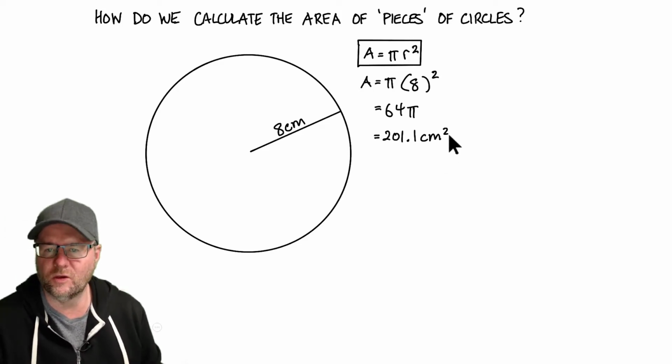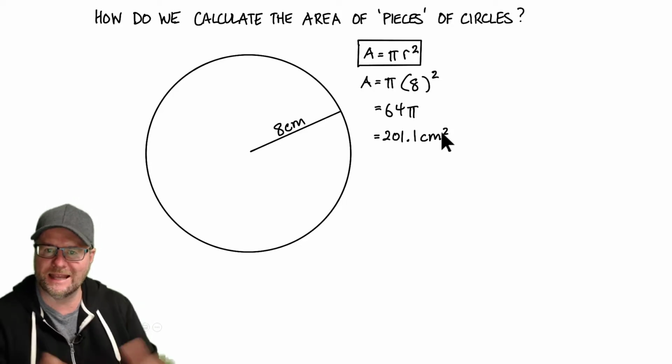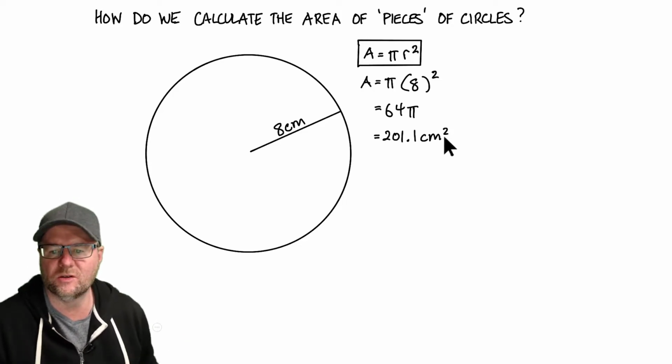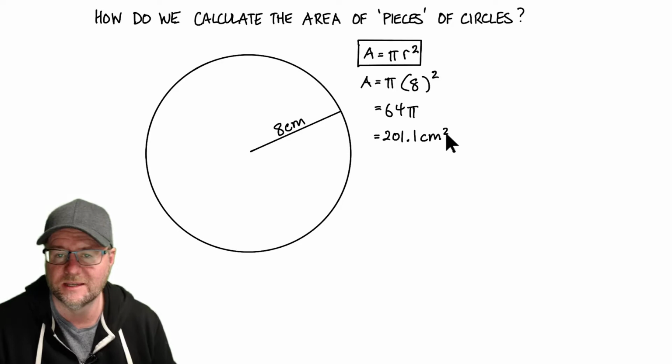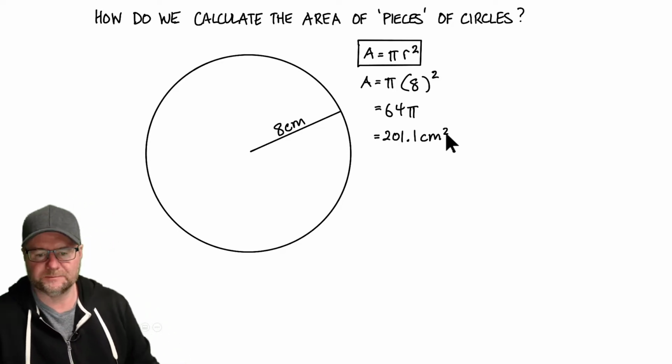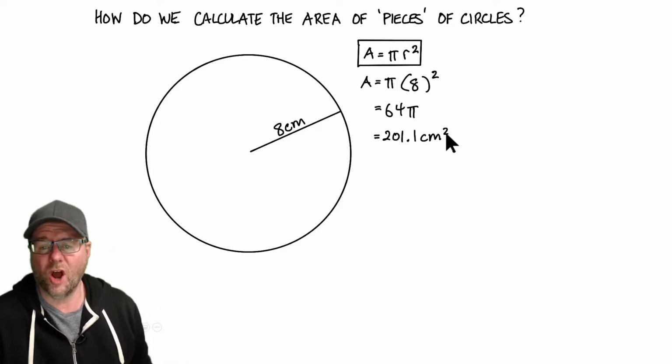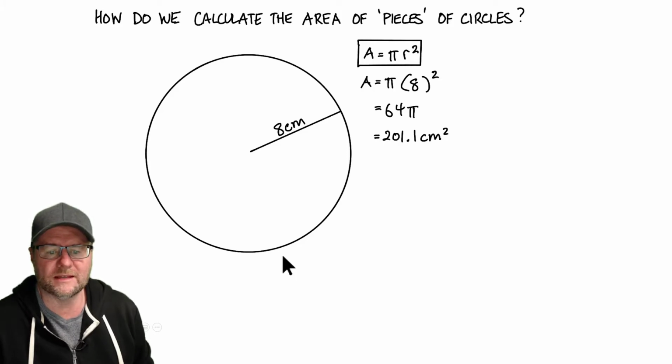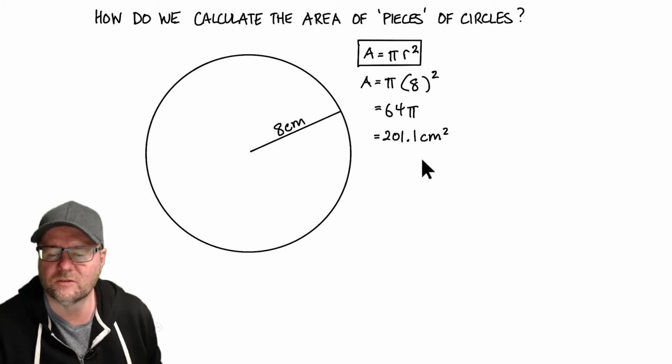Don't forget though the units. It's not centimeters because they're length. We're talking about area, so the units have to be squared. In this case, centimeters squared. That's great. That's the whole circle. Like the whole thing has an area, the space on the inside of that circle of 201.1.